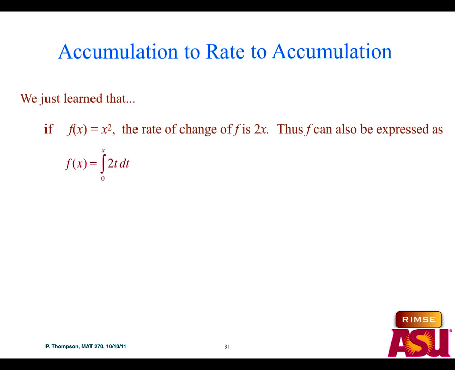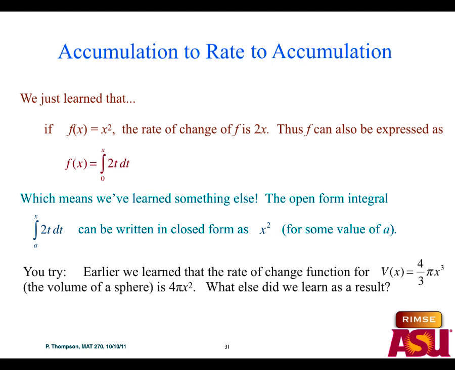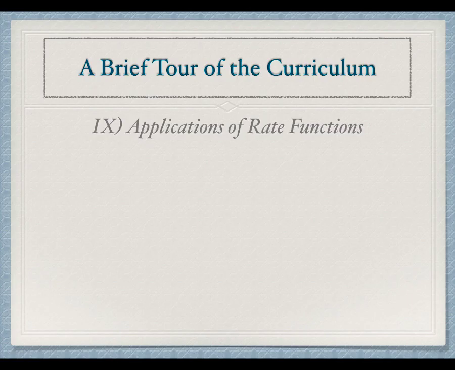But now that means that we can represent that original function as an open form accumulation function. So that means we've learned something else. Now we know what the closed form of that open form accumulation function is. If we have that open form accumulation function, now we know from the derivative rules that it can be written in closed form as x squared. So we have that. Just what's that same process or thinking for the volume of a sphere?